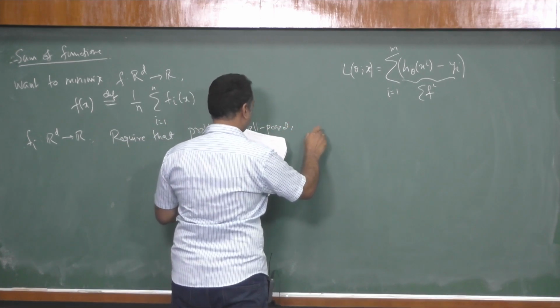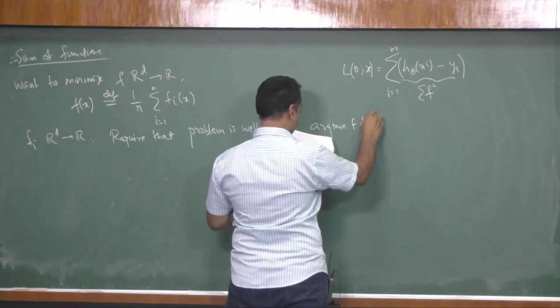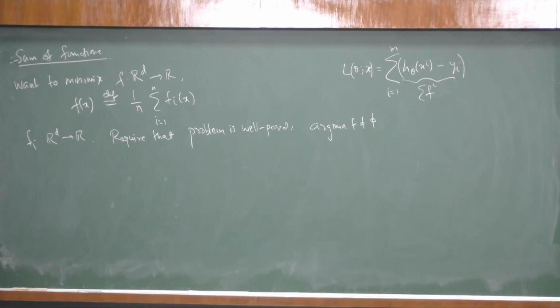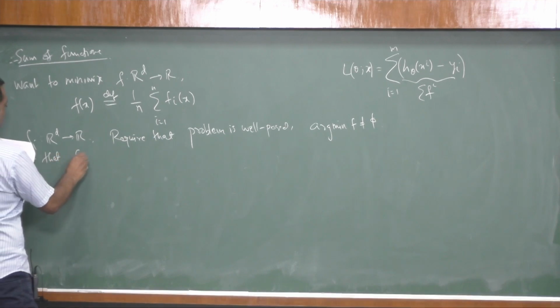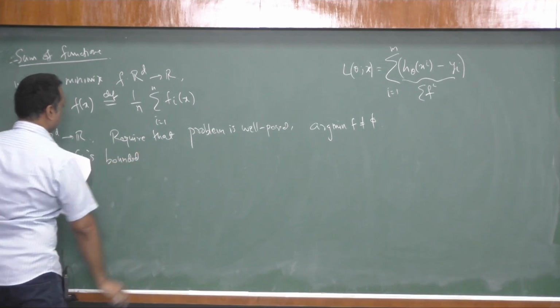In the sense that argmin of f is not empty. So it's well posed in the sense that there is some minima there. It should not be that its minima is not there. And that the fi's are bounded. So we are expecting these things.